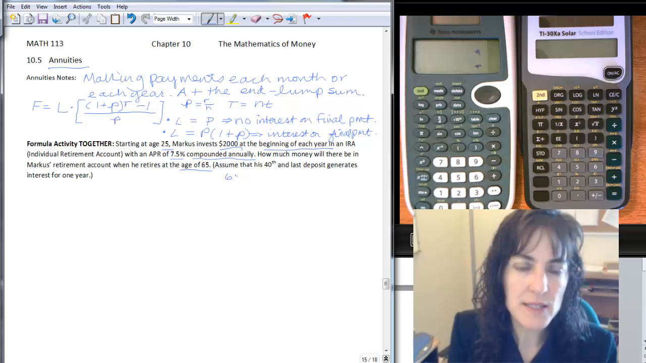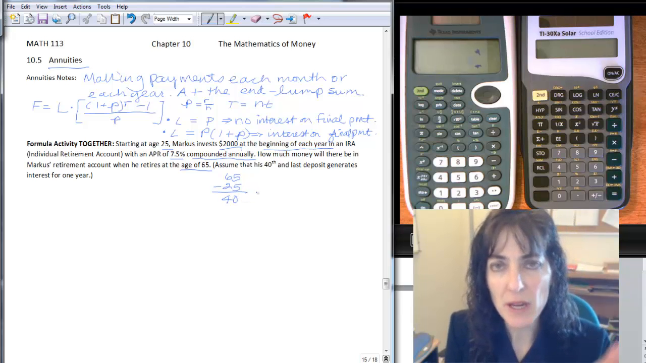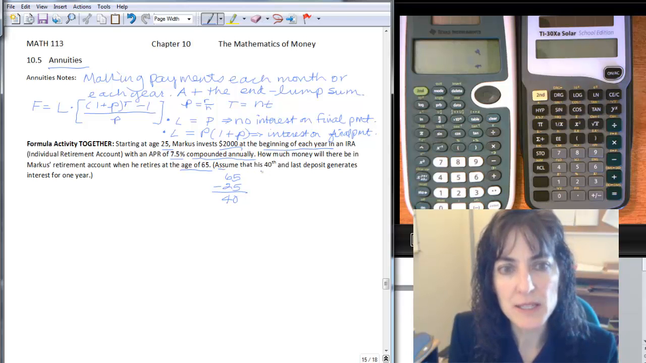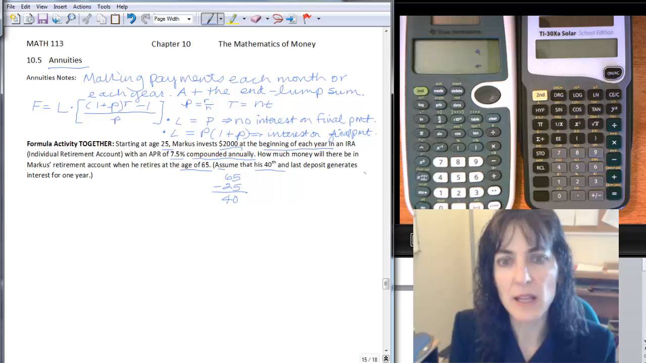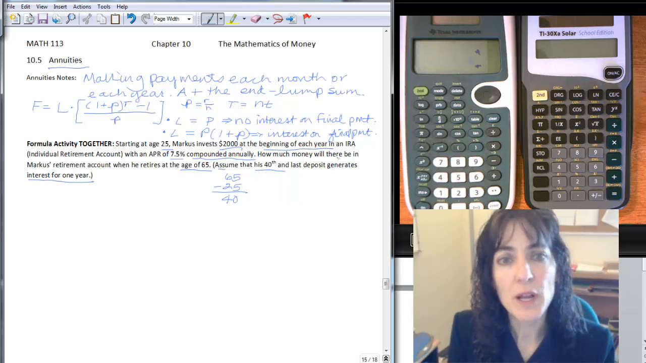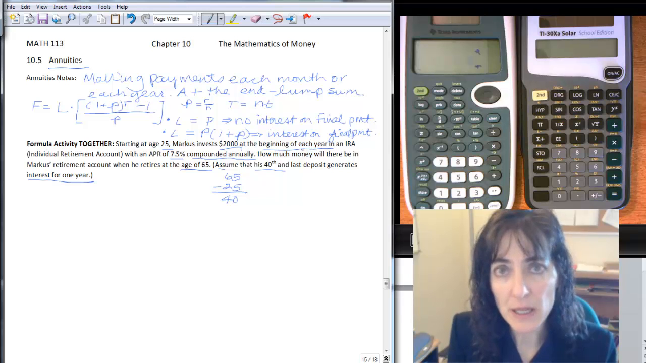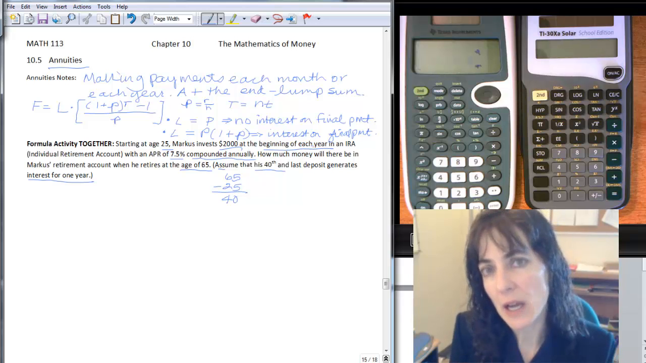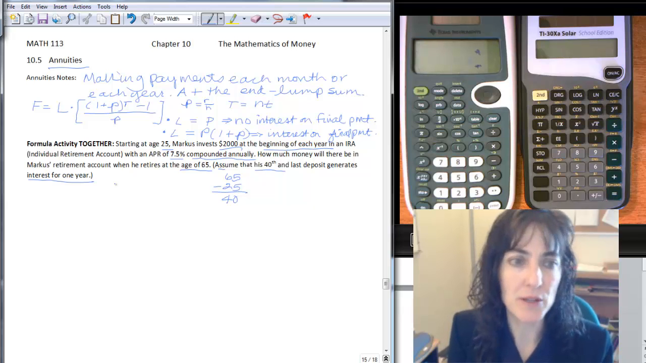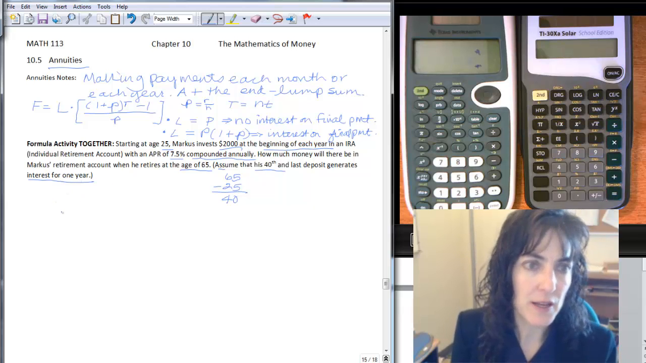So we could take 65 for when he retires minus 25 and get 40. And then we know he has his money invested for 40 years total. And then here it's also telling us to assume that his 40th and last deposit generates interest for 1 year. So since he's putting the money in at the beginning of the year, he must be taking it out at the very end of the year. So he's getting interest on his last payment. So we have to take that into account.